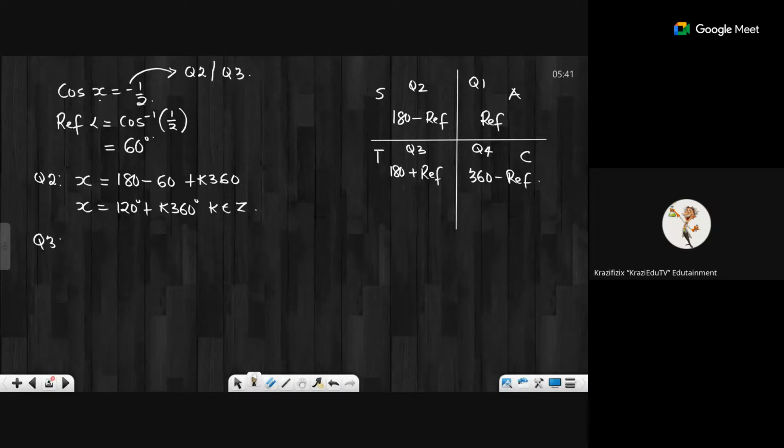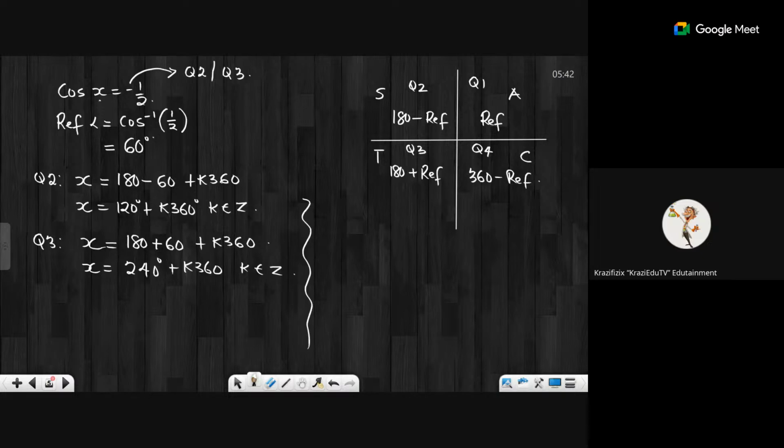Done. We move to Q3. Why Q3? Because cos is negative there. We are solving for x again. X is equal to 180 plus 60 plus k times 360. I don't like combining. I want to just do it separately, k being an element of integers.